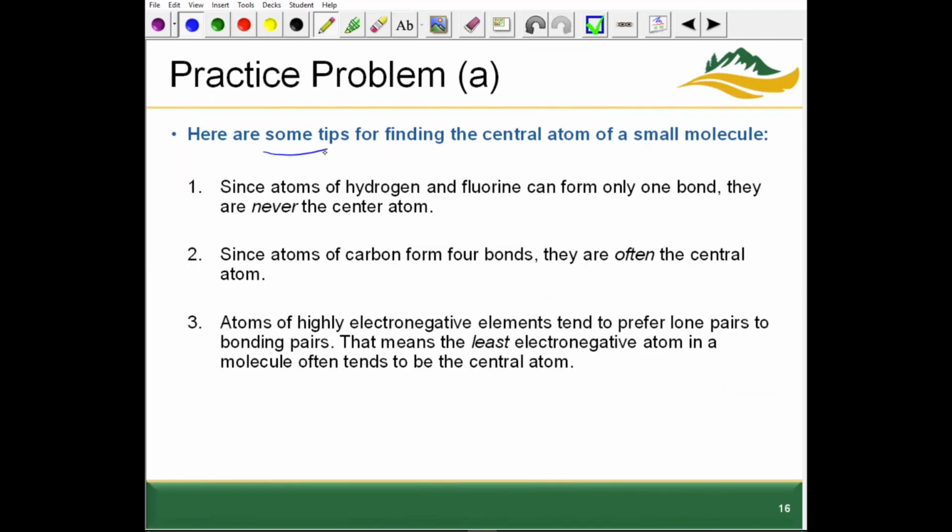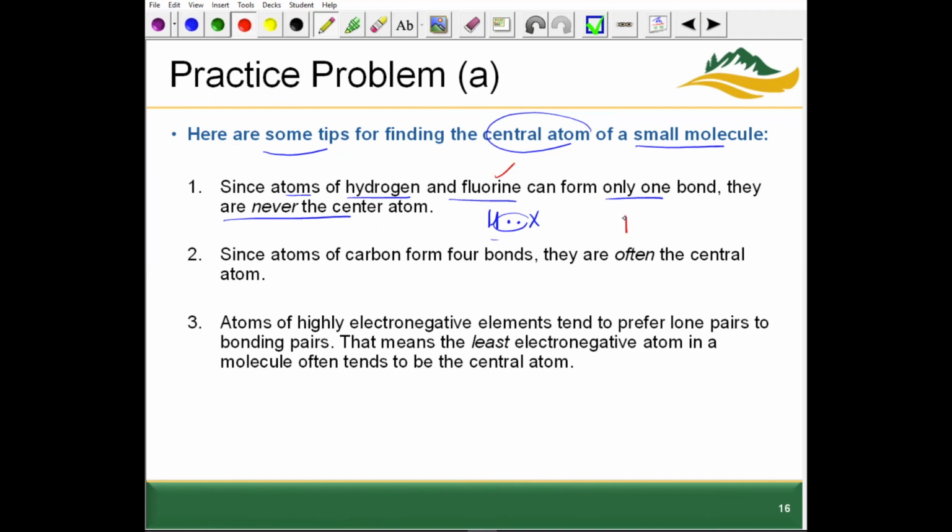There's some additional tips as well for finding the central atom of a small molecule. Number one is since atoms of hydrogen and fluorine can only form one bond, they are never the center atom. Hydrogen has one valence electron itself. It only needs to form a bond with one other atom. It's not going to be in the center because it only wants to form that one bond.